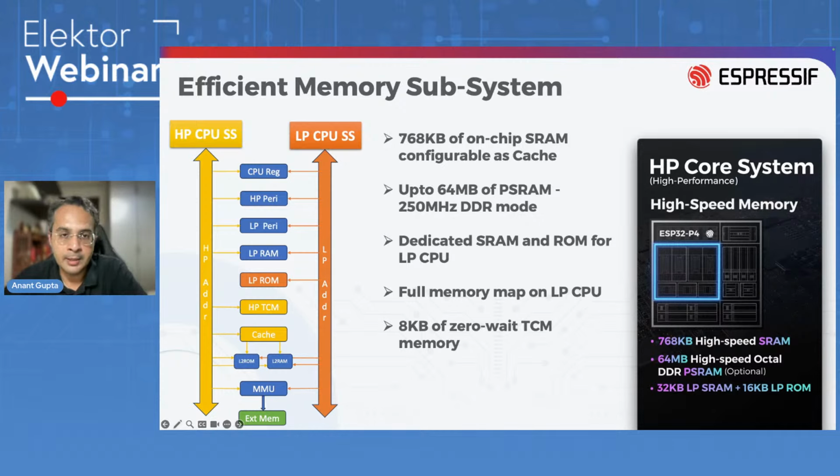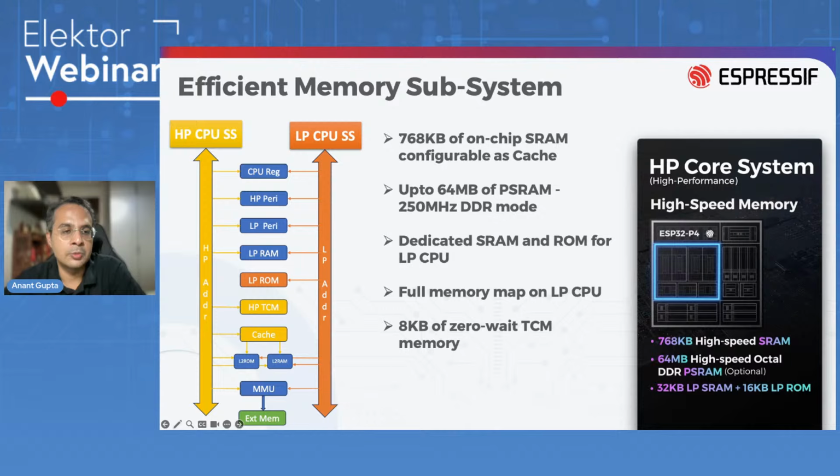The PSRAM itself can go up to 250 megahertz running in DDR mode. So that gives us more than 1 Gbps of throughput for the memory bandwidth. Then it has a dedicated SRAM and a ROM for the LP core subsystem as well, which is 32 kilobytes, quite reasonable.